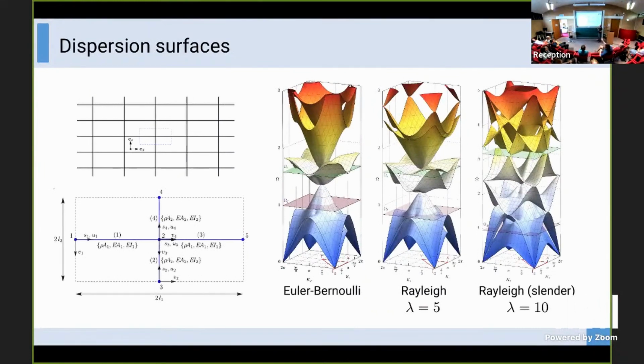This is an example of dispersion surfaces for a square lattice, and you see here a comparison between the Euler-Bernoulli beam model and the Rayleigh beam model for two different slenderness of the beams. From this figure, you see the effect of the rotational inertia, which is negligible at low frequency. So at low frequency, Euler-Bernoulli and Rayleigh give more or less the same dispersion surfaces, but the effect of rotational inertia is important at higher frequencies.